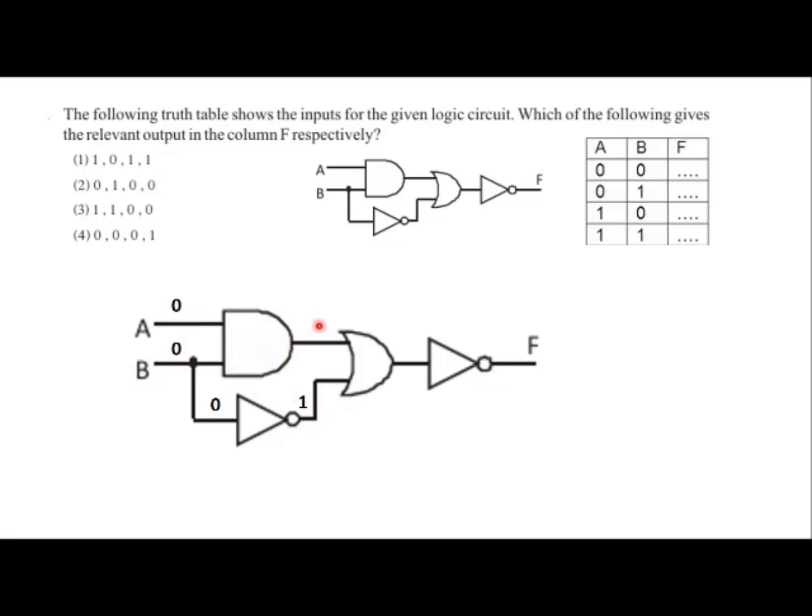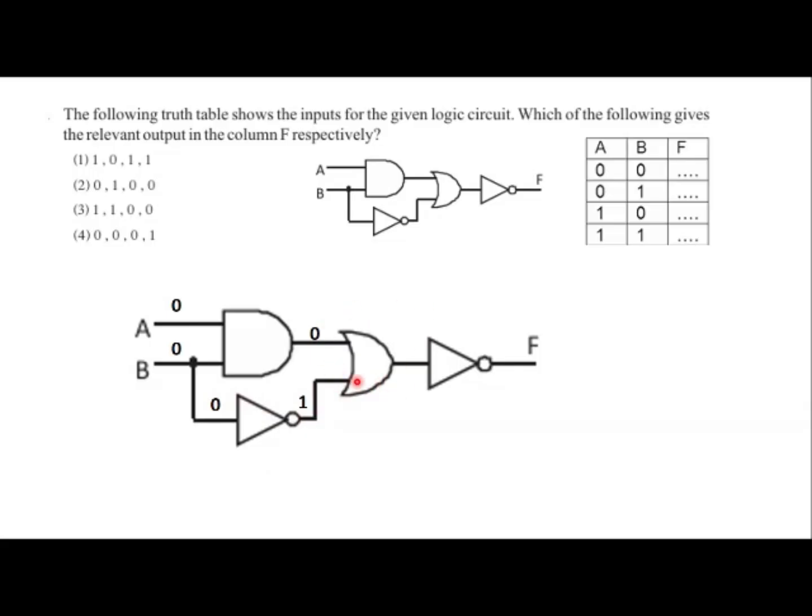And according to AND gate, it would be F equals A dot B. That means multiplication. So it would be 0. To get the output of AND gate as 1, all the inputs should be 1. Now here, this is the output. 0 is the output of this AND gate as well as the input of this OR gate. And 1 is the output of this NOT gate as well as the input of this OR gate.